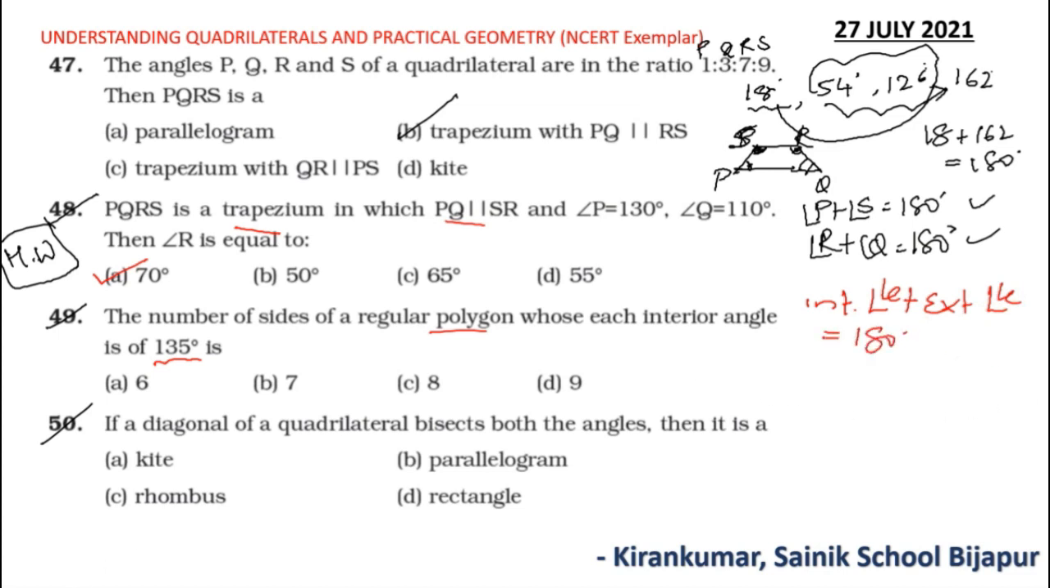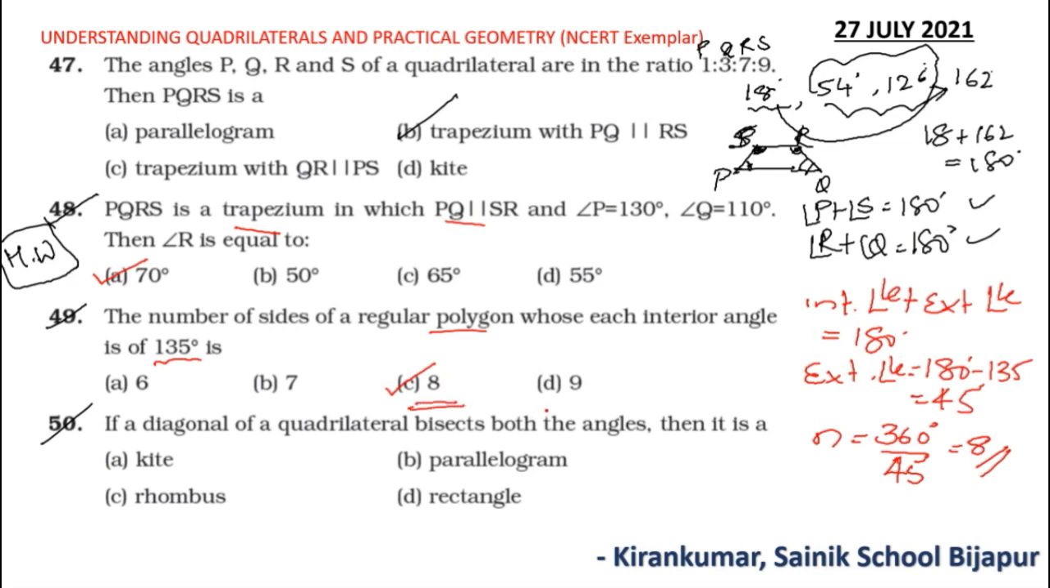Since they have given the interior angle, we can find the exterior angle equal to 180 degrees minus 135, which is 45 degrees. So the number of sides is given by 360 divided by each exterior angle. On dividing, we get the number of sides is 8. The right answer is option C, 8.